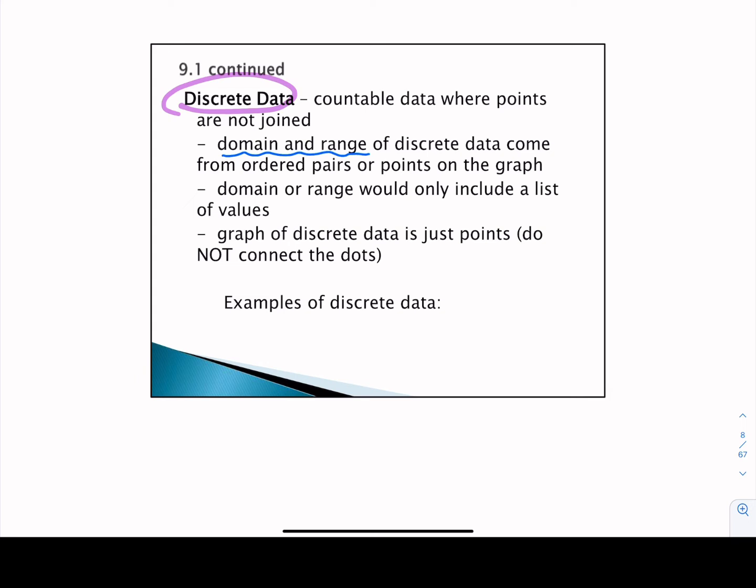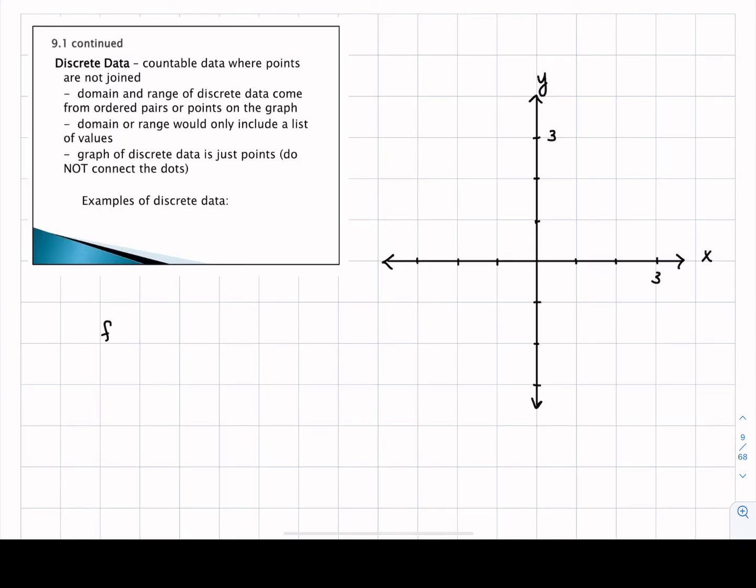When you have discrete data, basically we just want you to draw those points, and we want you to be very mindful of how things like the domain and range are listed. I'm going to give you an example of some discrete data. We're going to graph it, and then we're going to decode what the domain and range is for that particular graph. If I were to define a function, let's say f of x is equal to 1, 2, 2, 3, and the ordered pair 3, 0, let's say.